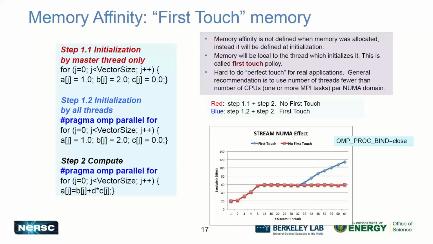But when it's over 32, without first touch, half of the threads will be on the remote NUMA domain and have to access memory allocated by the master thread, so you are not getting the performance.